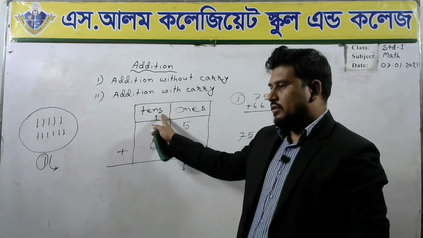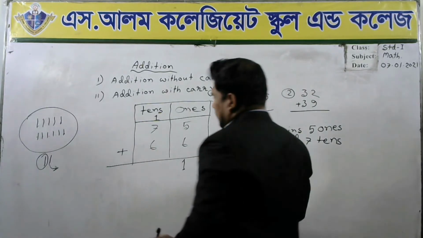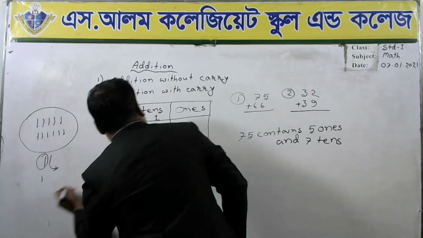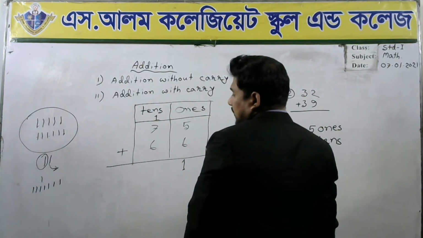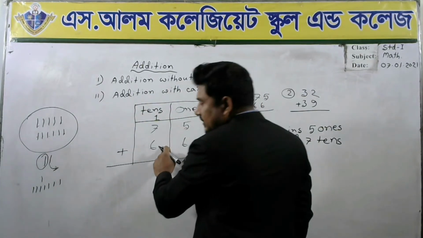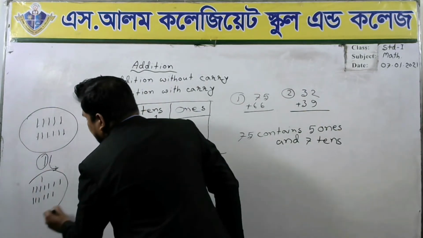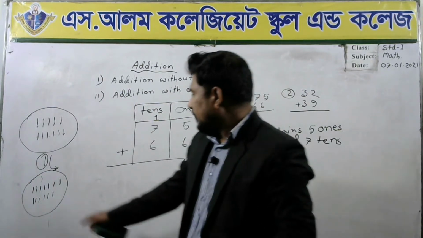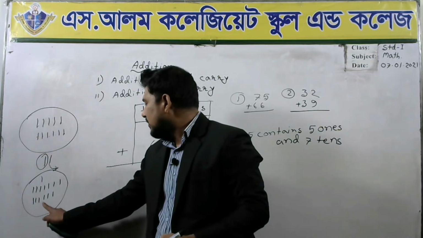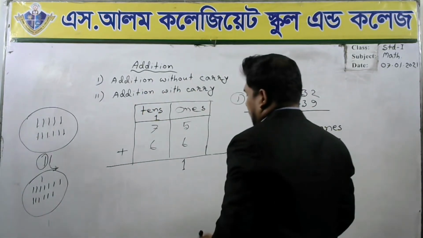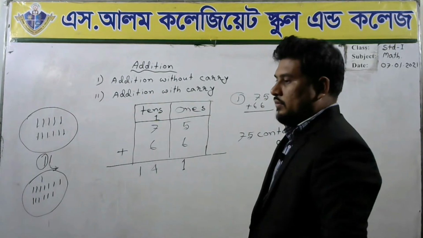Then we can add the tens column, 1 plus 7 plus 6. We can count 1 for 7: 1, 2, 3, 4, 5, 6, 7. Then count for 6: 1, 2, 3, 4, 5, 6. Let's count together. 1, 2, 3, 4, 5, 6, 7, 8, 9, 10, 11, 12, 13, 14. Now we can put 14. It's easy.